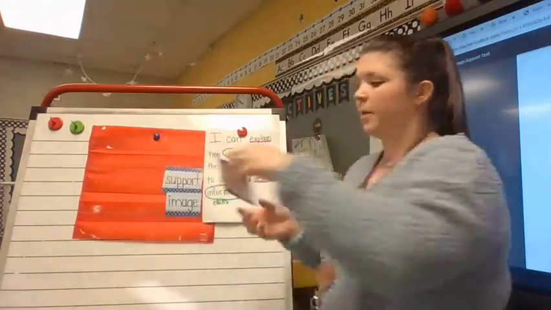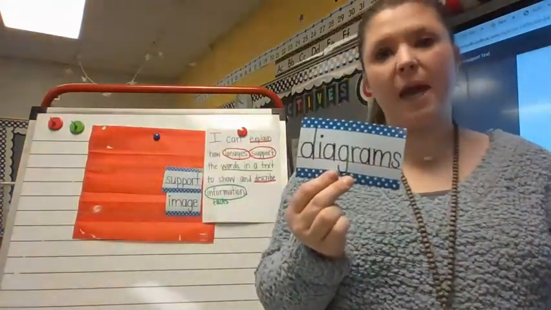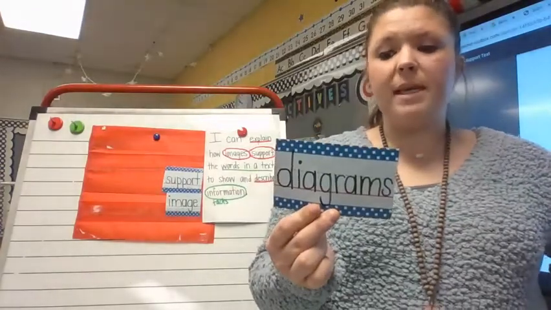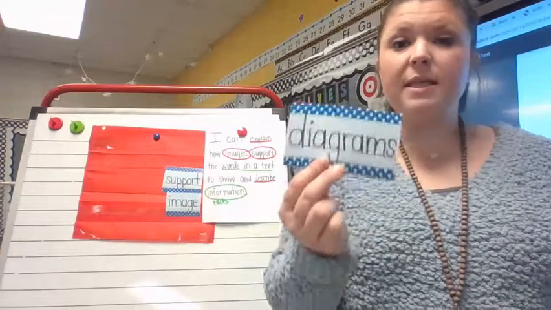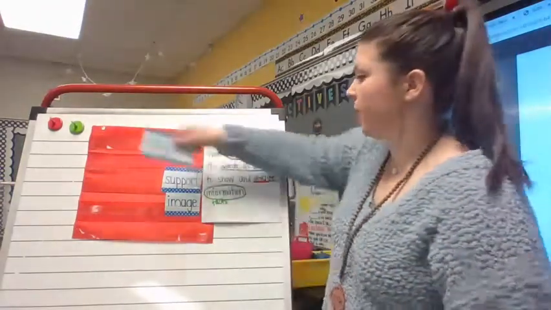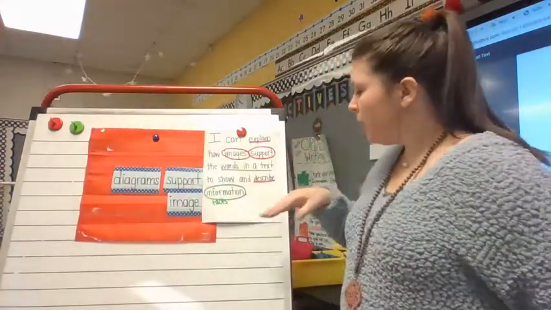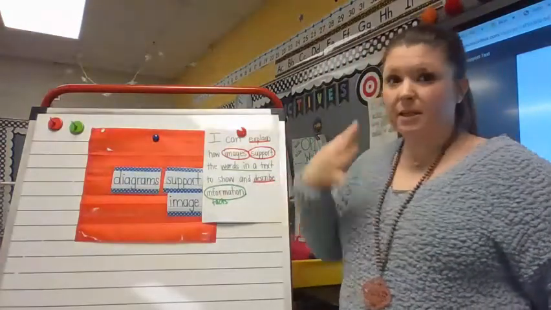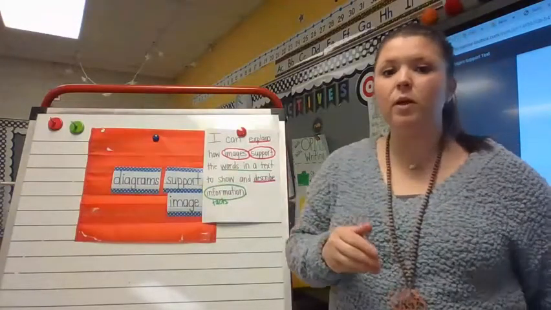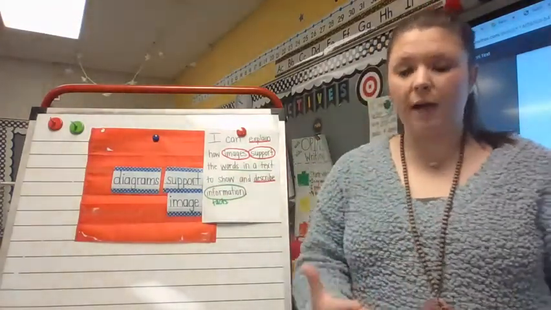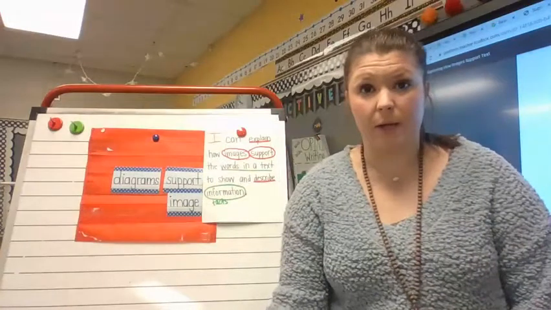Now, one type of image is a diagram. This is a type of text feature. A diagram is a simple drawing that is used to explain something. Now, we know that describe means to tell more, and then we're talking about information. So we're looking at real, true facts. We're looking at nonfiction text this week, okay?